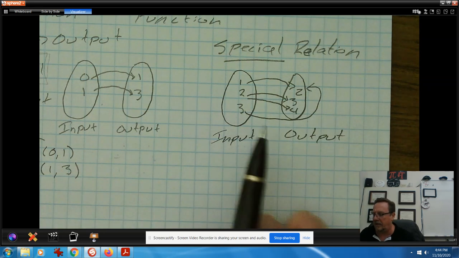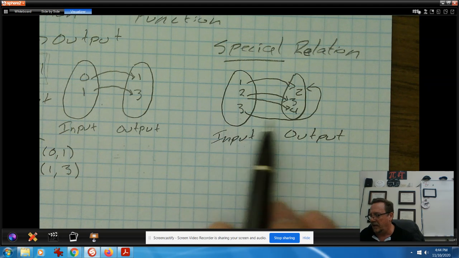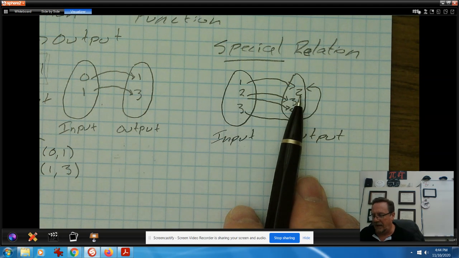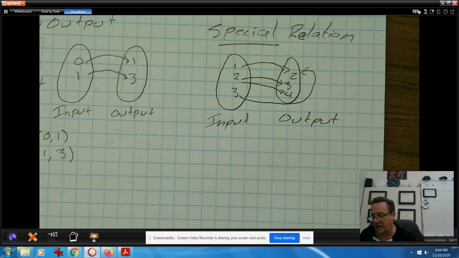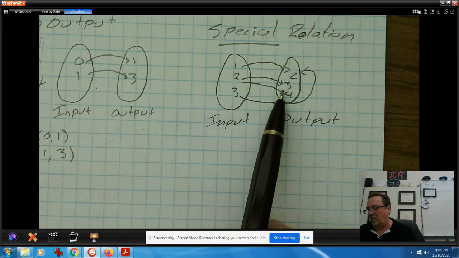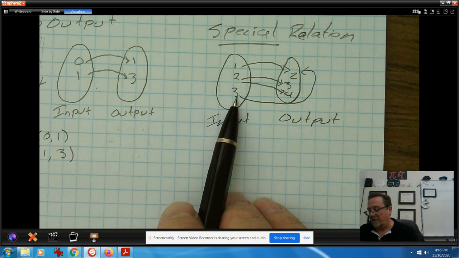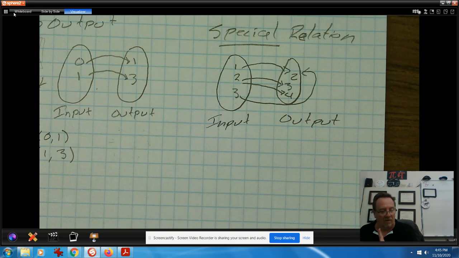There's also a weird character over here in the 3, and the 3 is getting mapped to 2, but 1 already got mapped to 2. Is that a problem? The answer is no, it's not a problem. As long as each input gets mapped to only one output, it would still be a function. It doesn't matter if 3 and 1 both get mapped to the same one, they're only going to one. So those aren't the ones that are breaking the rules.